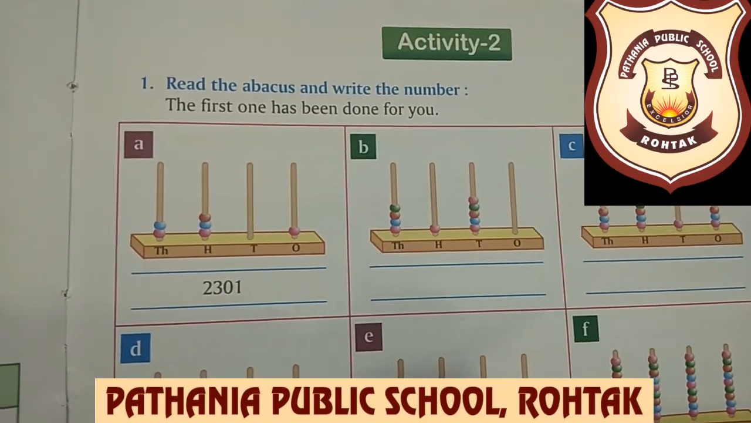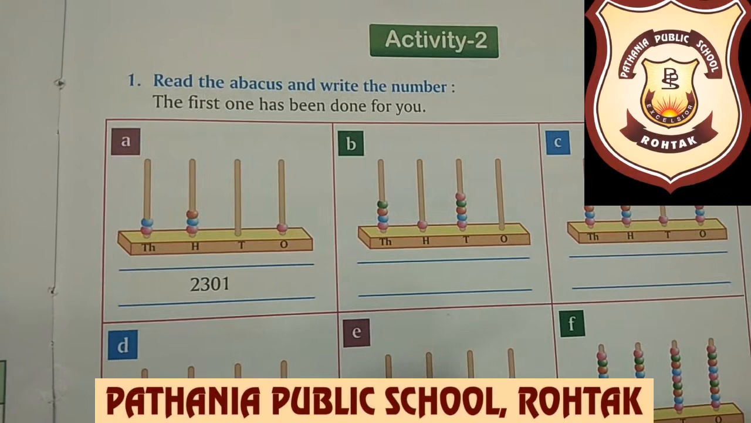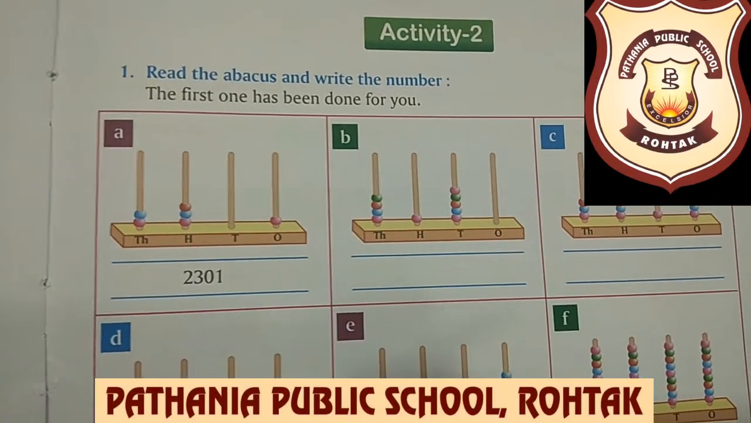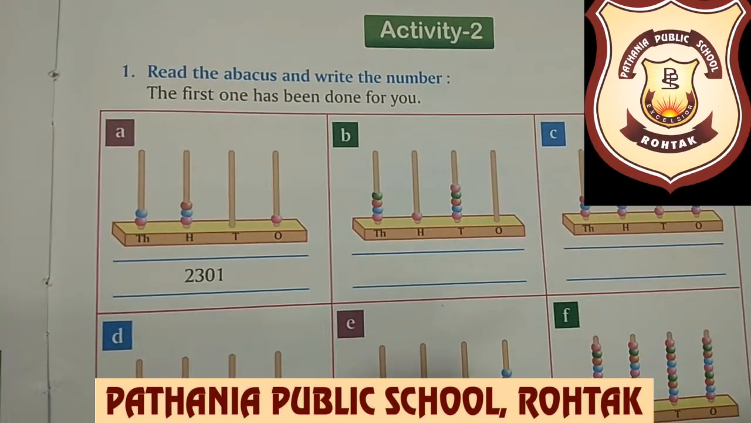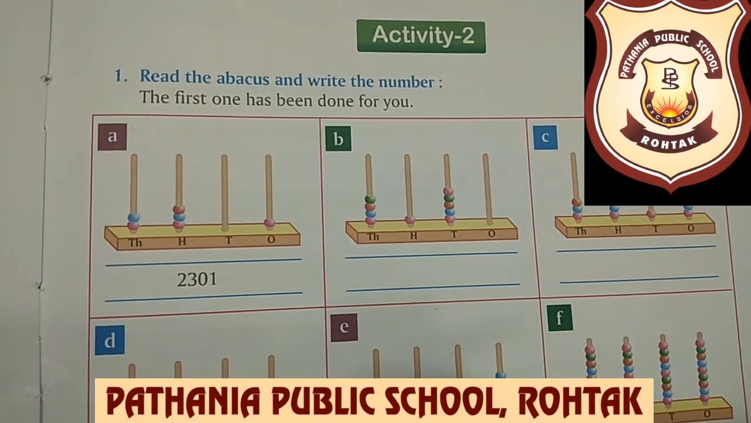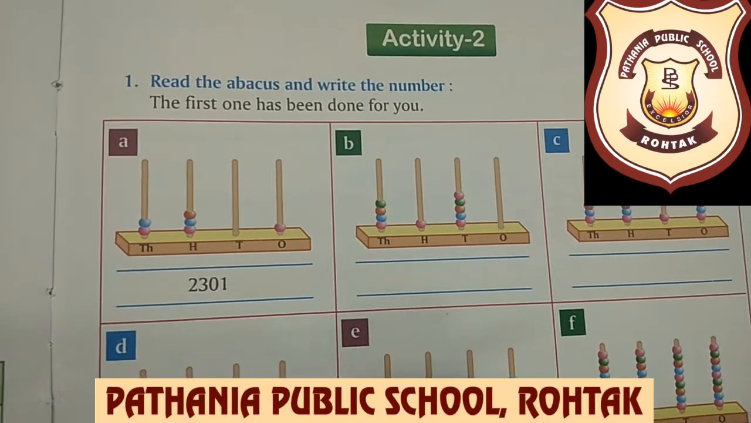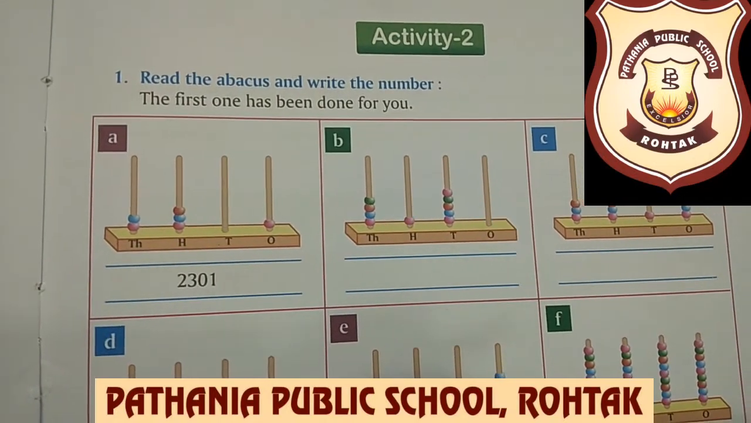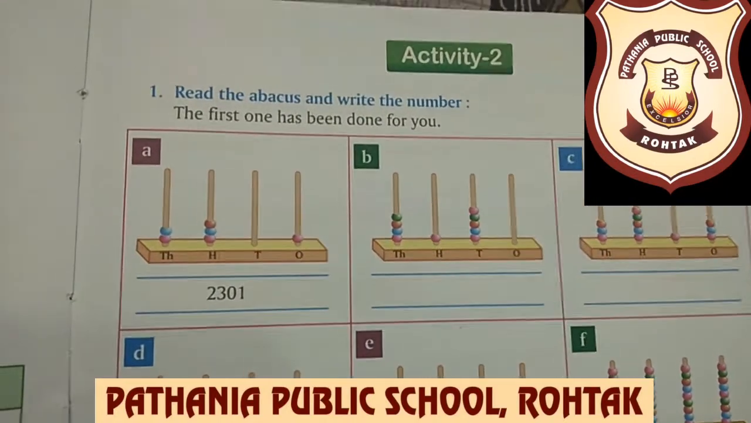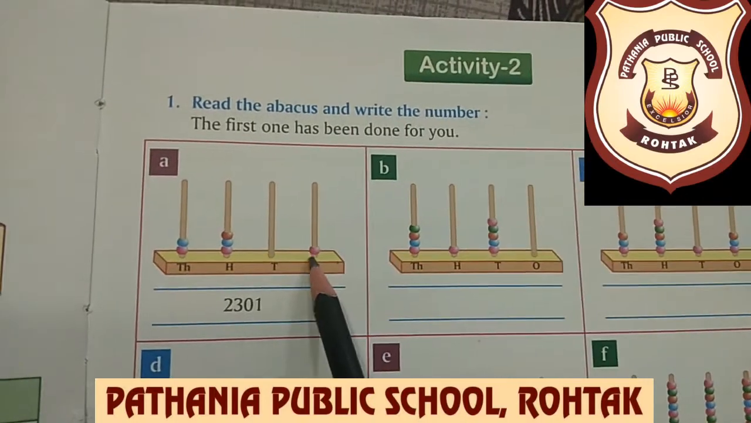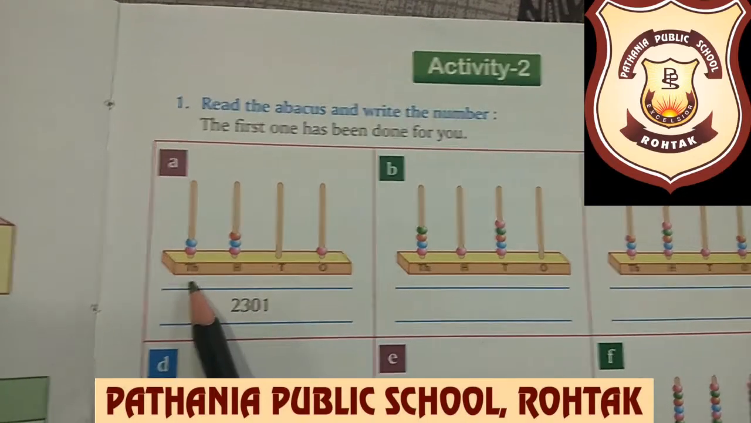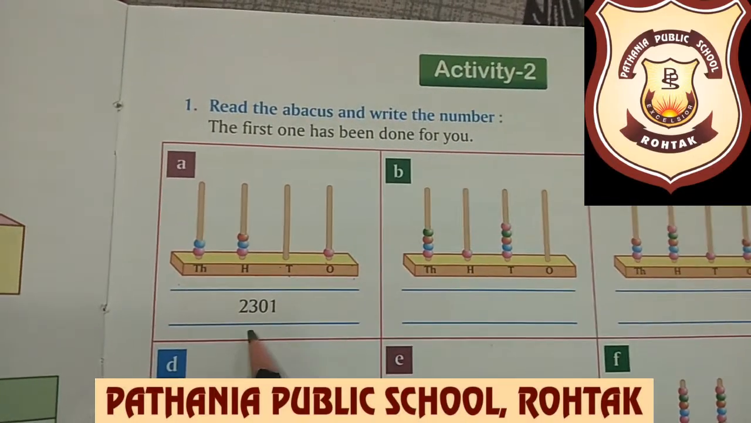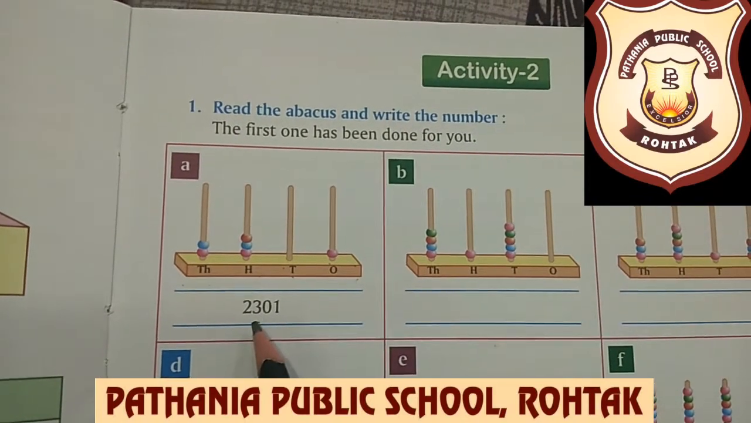Now students, our activity 2 is based on the same topic which we are studying today, numbers beyond 999. See what question number 1 is saying. Read the abacus and write the number. First one is done for you. Here beads are given over there. Places are also written. You need to identify the number.